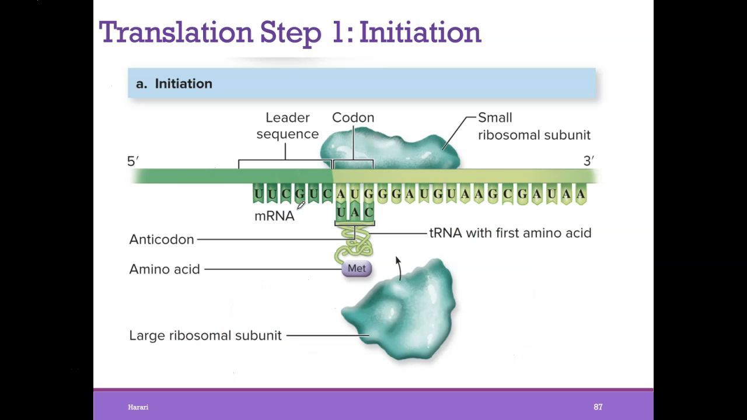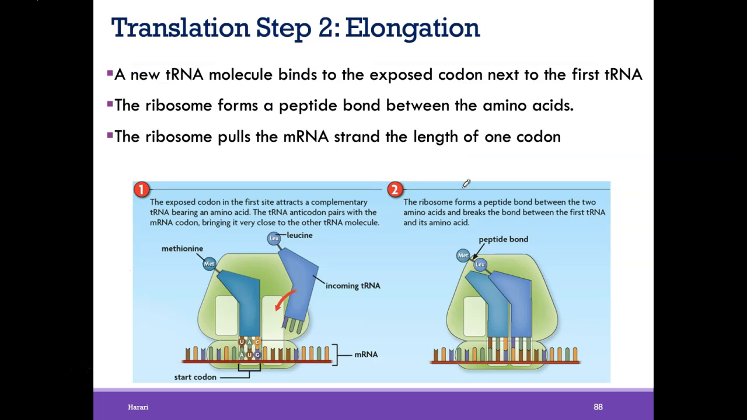amino acid to approach. So here we are again. There's a little leader sequence before the first AUG. This is the start codon. The initiator tRNA recognizes this, and then a large ribosomal subunit can come and start initiation. The next step is elongation. And what happens is, first, a new tRNA molecule. The first one was already methionine.